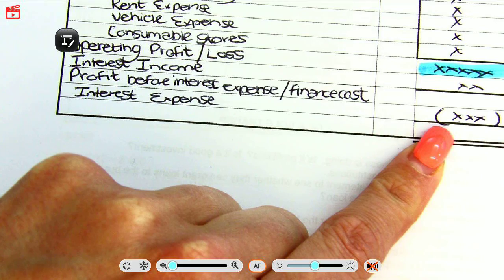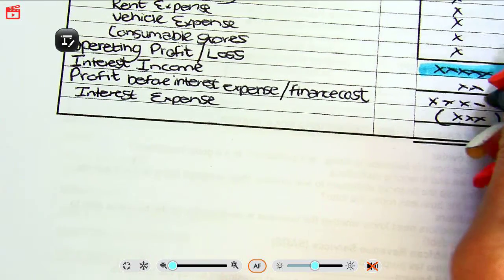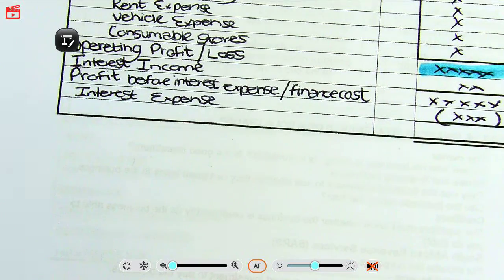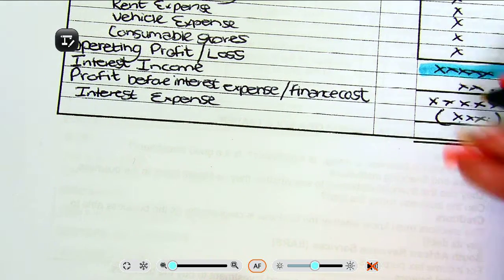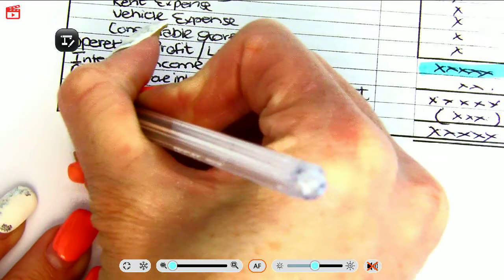No, wait, I'm lying. Sorry, erase that. That one plus that one is going to give me this one. Then your operating profit and loss plus your interest income will give you your profit before interest expense. Then your interest expense subtracted from the profit before interest expense is going to give us our final answer, which is our net profit or loss for the year.